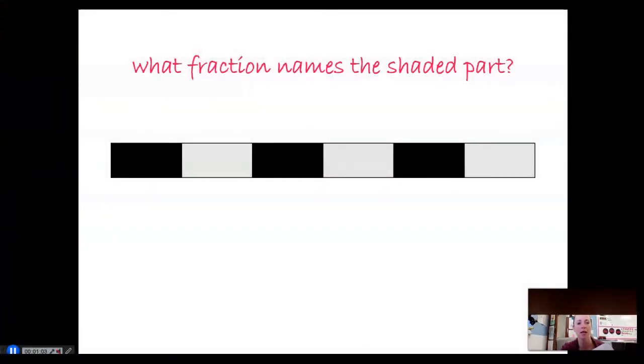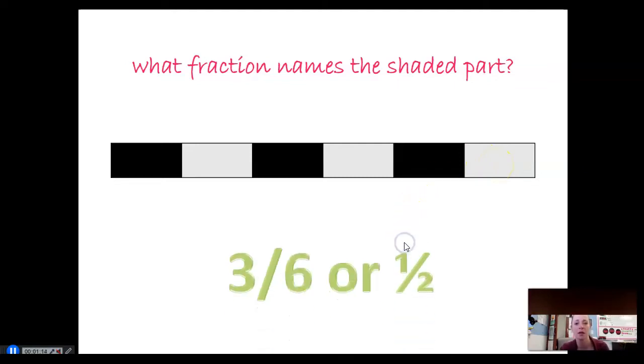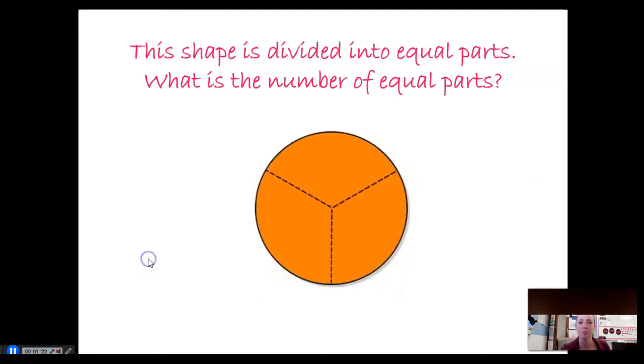So what then is my total? Well, if I eat 3, I have to count out my total number of pieces. So my total number of pieces is 1, 2, 3, 4, 5, 6. You should have written on your boards that that fraction represents 3/6, or you could have written 1/2 because I did eat half of that item. All right, kiddos, the next one.